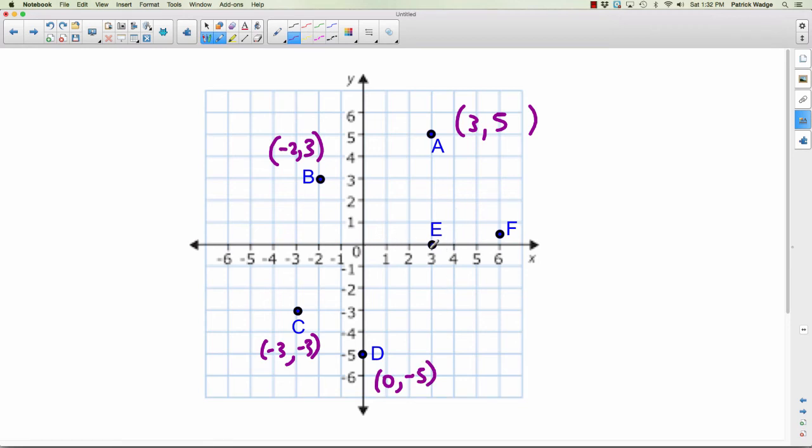E, you're going to start by going over 3 to the right, and then you're not going up or down, so it's 0. And F, you're going all the way over to 6. So 6 is the first number. You're not going up 1. I don't know, is that 0.5, 0.4? Can't really tell, right? I'd either say 0.4 or 0.5 or something. What the heck? I'll put 0.5. And there you go. That is graphing on a Cartesian plane.